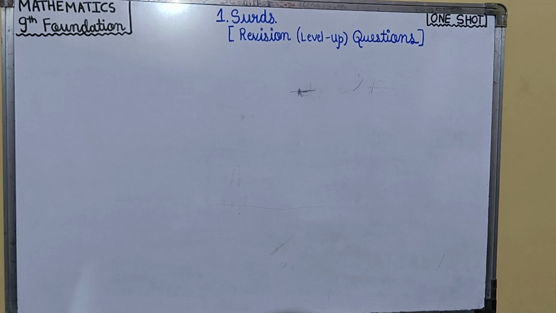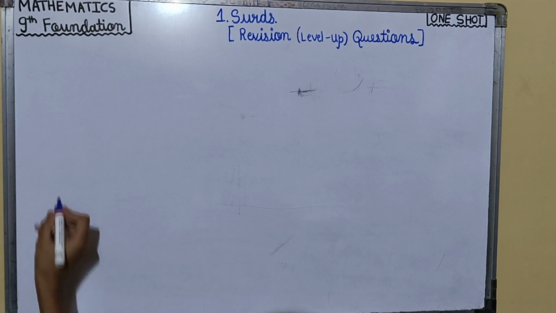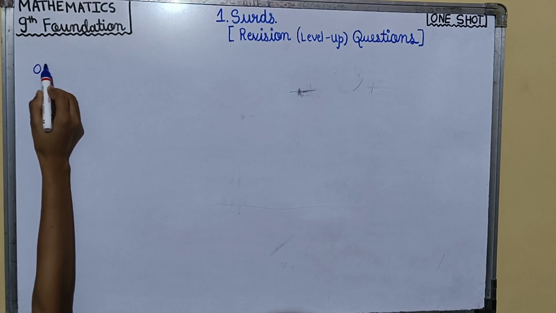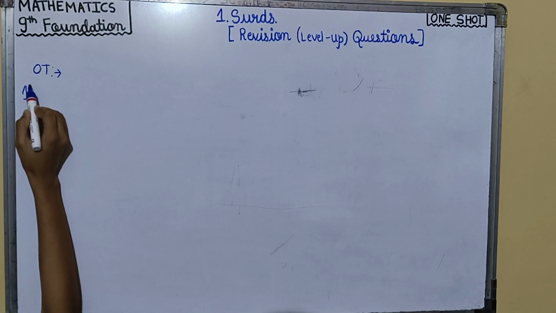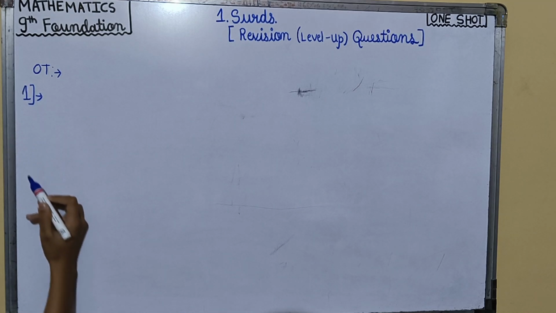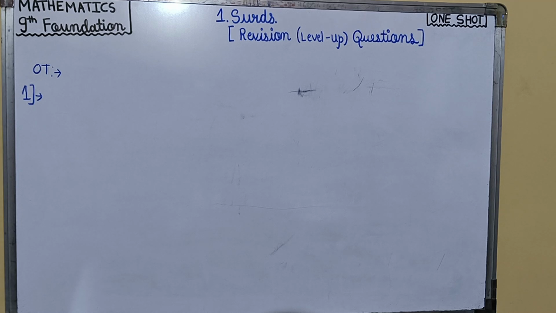based on objective type. Write OT in short, OT, objective type. The first question I'll read out, I'll explain the question and write the answer. The question is, in which of the following pairs of surds are the given two surds similar?